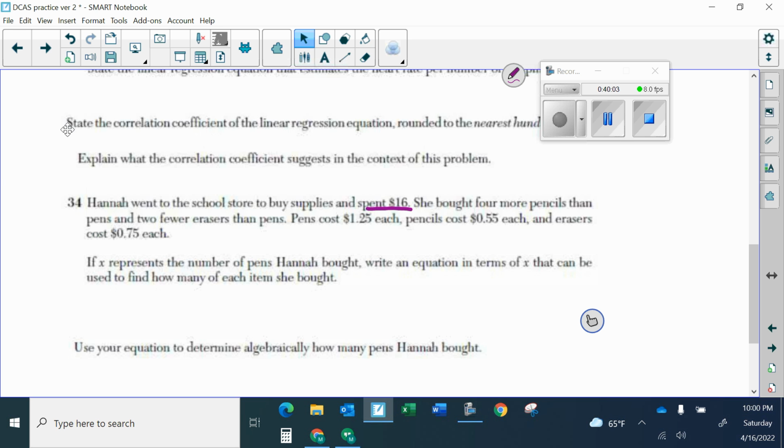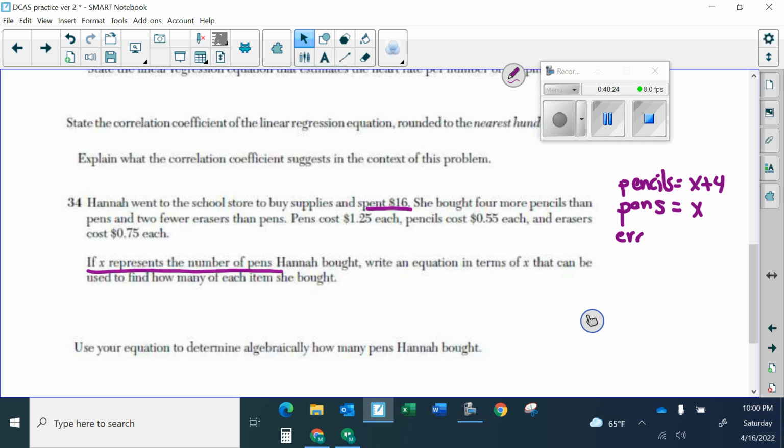Okay, 4 more pencils than pens. So pens, see if X represents the number of pens. So pens equals X. Pencils, what does it say about the pencils again? She bought how many more? 4 more pencils. So then pencils, that's going to be X plus 4.